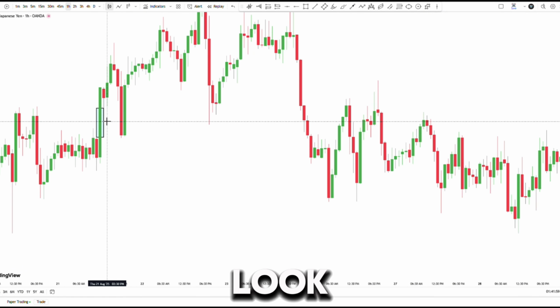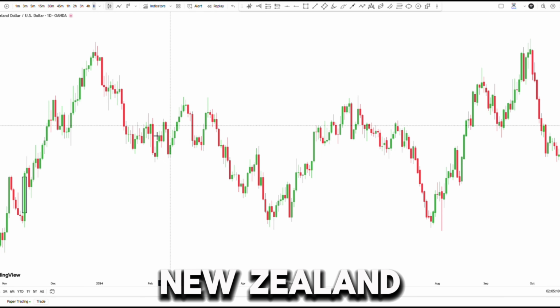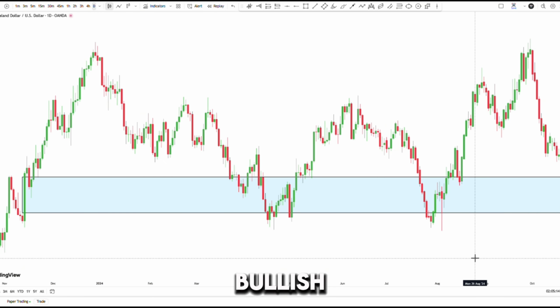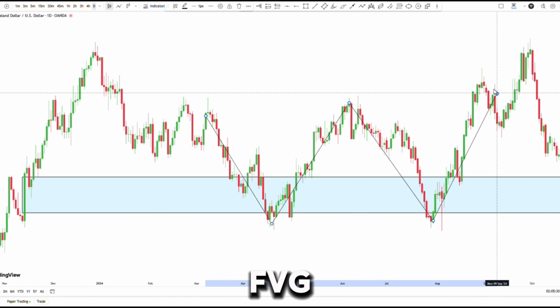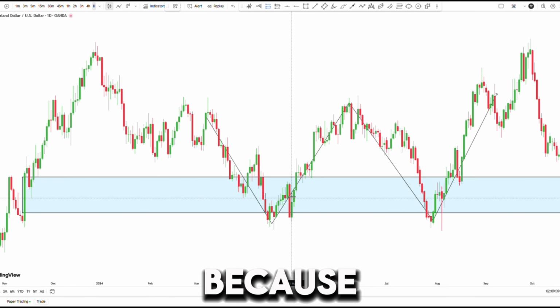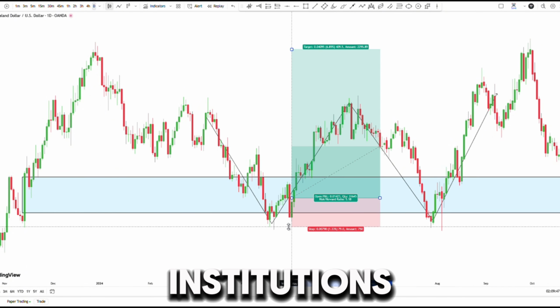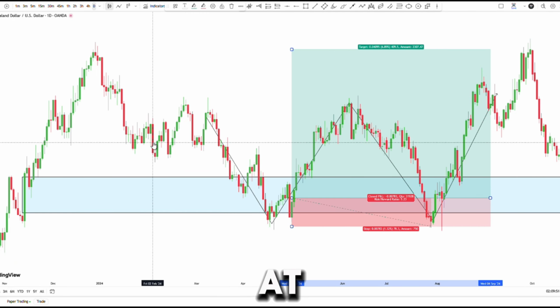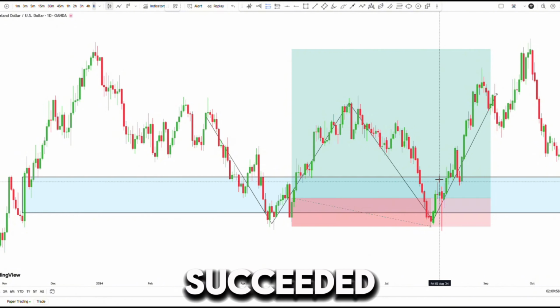And now let's look at the final example of FVG. Here in New Zealand dollar and US dollar, we spotted a bullish FVG. But look how this FVG is actually risky. And remember, I told you many times the stop loss should be below the FVG or above it, because here we got two entries and both times we got stopped by institutions if we kept our stop loss right at the edge above or below the FVG. Here our first entry failed, but the second entry succeeded.